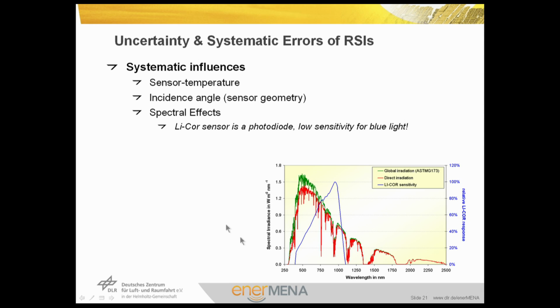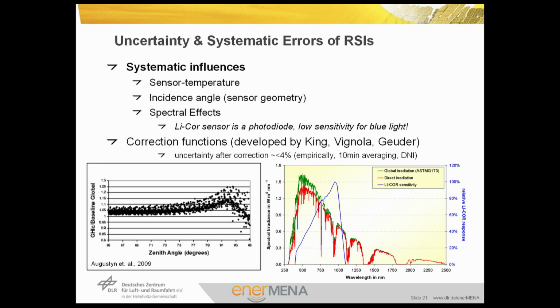In the graph, we see again the spectral irradiance in watts per square meter and nanometer on the left y-axis, the wavelengths in nanometer on the x-axis, and on the right-hand side we see the relative Licor response. We see the green curve for the global irradiation, the red curve for the direct irradiation, and the blue curve for the Licor sensitivity. So this has to be corrected with special correction functions. The correction functions also correct the effect of the incidence angle and sensor temperature.